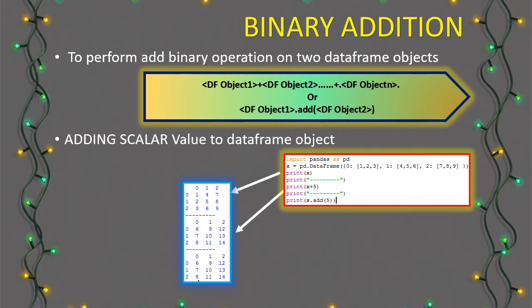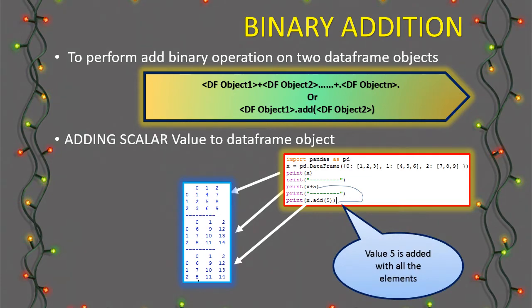We can use the plus symbol as well as the add function. See here, the data frame 1, 4, 7, 2, 5, 8, 3, 6, 9. The 5 is added with those values. So 1 plus 5 is 6, 4 plus 5 is 9, 7 plus 5 is 12. Likewise, all data is added. Similarly, you can use x dot add 5, and the result will be the same.